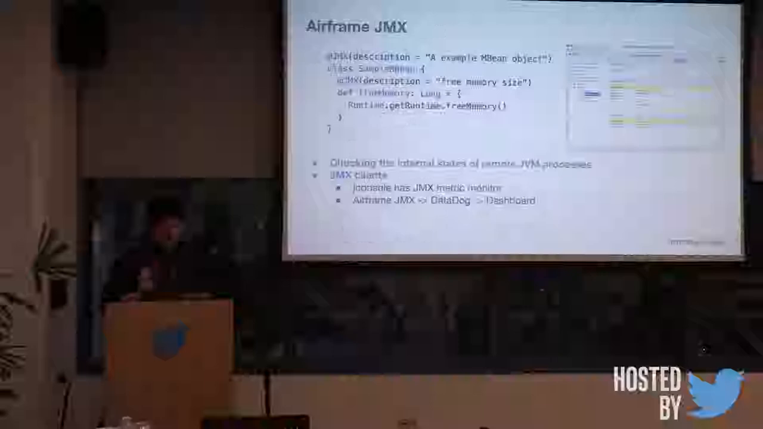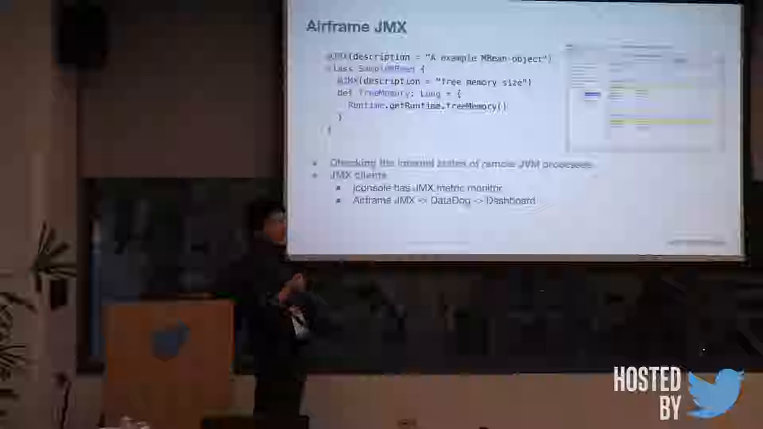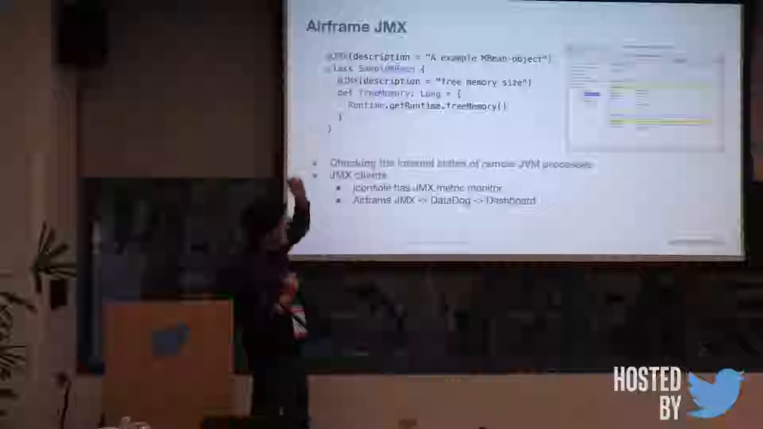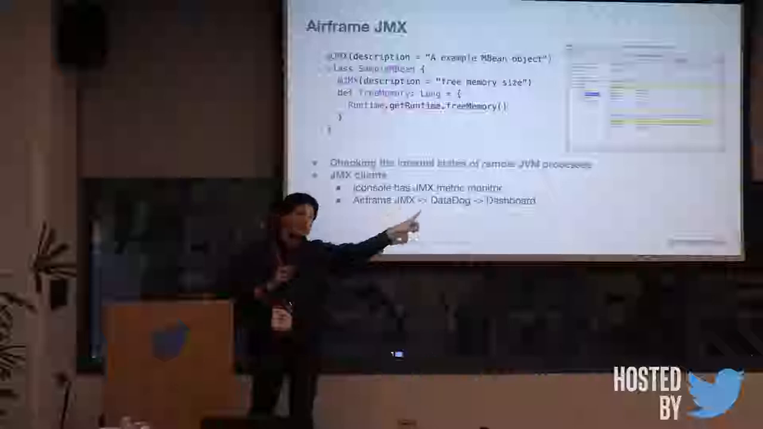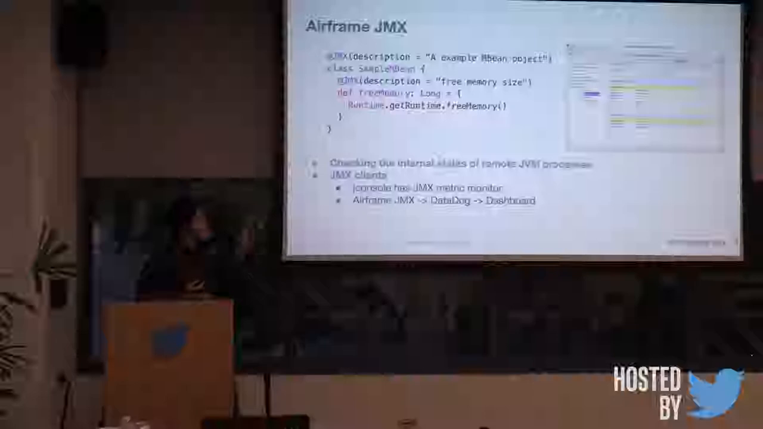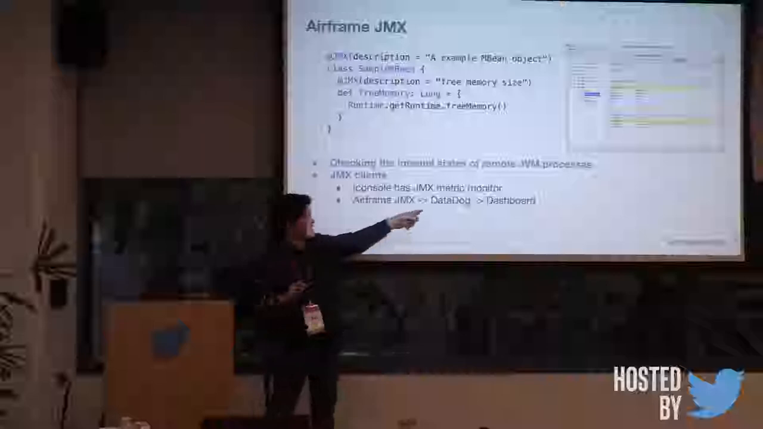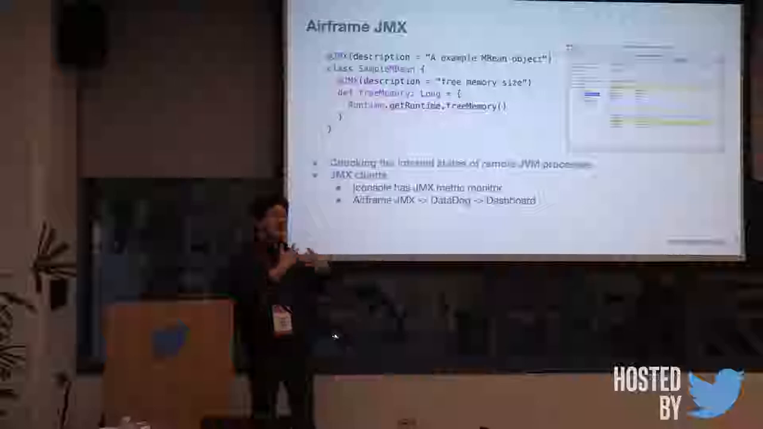If you need to debug a remote JVM process, you usually need to use JMX. For example, by adding this kind of annotation, you can monitor the internal state of your program by using, for example, JConsole. Then you can attach to the remote JVM process, and you can check the internal state just by adding this annotation. You can also use Datadog. Datadog has a nice tool for periodically checking JMX metrics. So you can dump metrics every minute or every 30 seconds or so to create a beautiful dashboard.